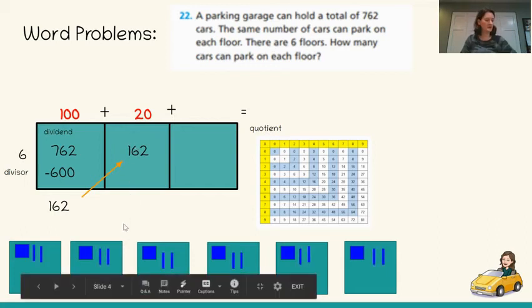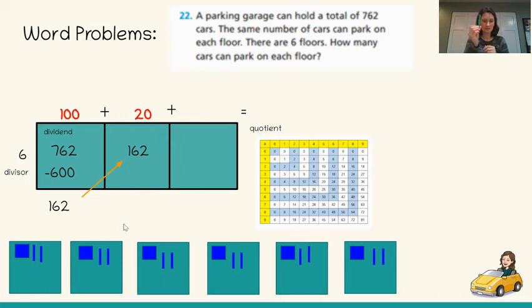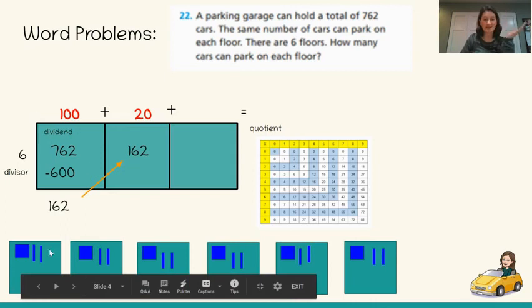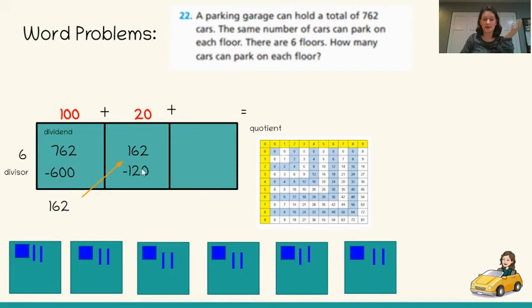Remember our 10 sticks, place value blocks, our groups of 10. So now we know that in each of the parking floors we can fit 100 and 2 tens, and 6 times 20, because we multiply, is 120. But we've still got some left over once we split those evenly. So 162 minus 120 is 42. So let's put that in the ones and work on this now. 42 divided by 6. Well, I know in my 6 times table that 6 times 7 is 42.